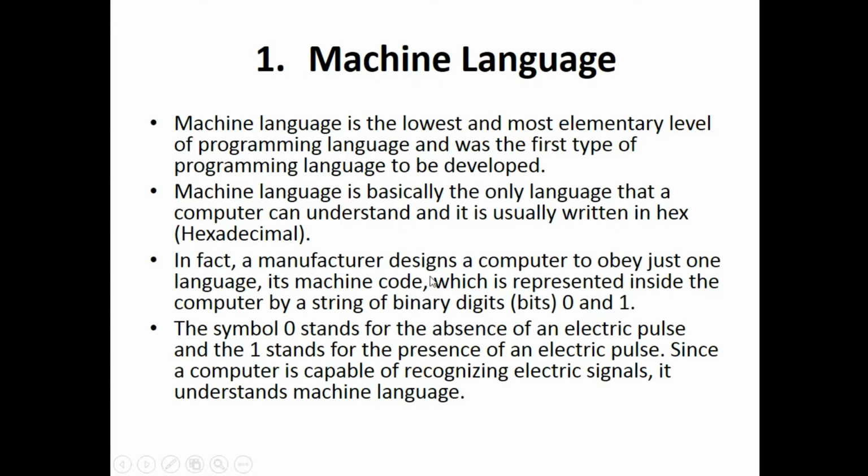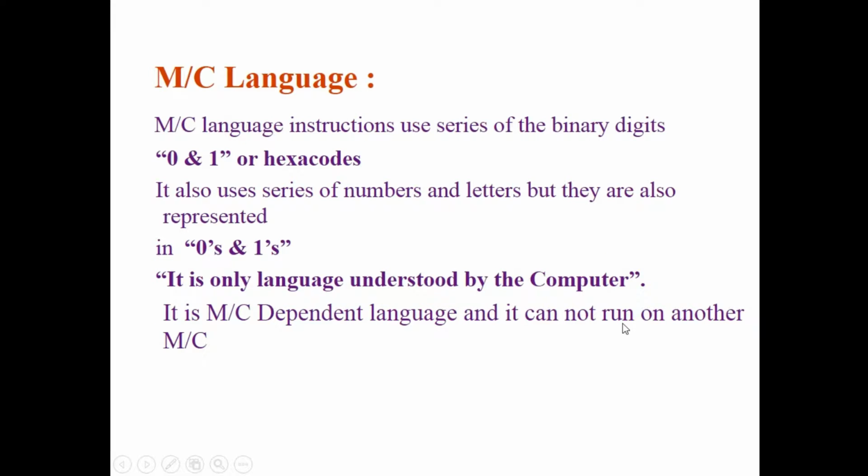In fact, a manufacturer designs a computer to obey just one language, its machine code, which is represented inside the computer by a string of binary digits 0 and 1. The symbol 0 stands for absence of an electric pulse and 1 stands for the presence of an electric pulse. Since a computer is capable of recognizing electric signals, it understands machine language.